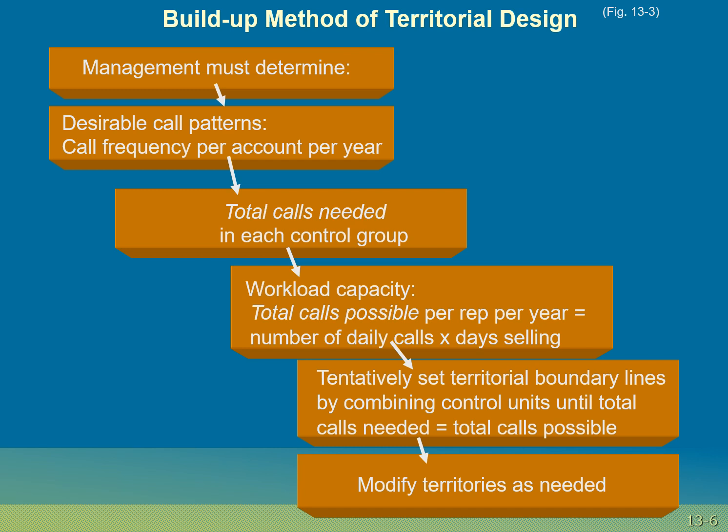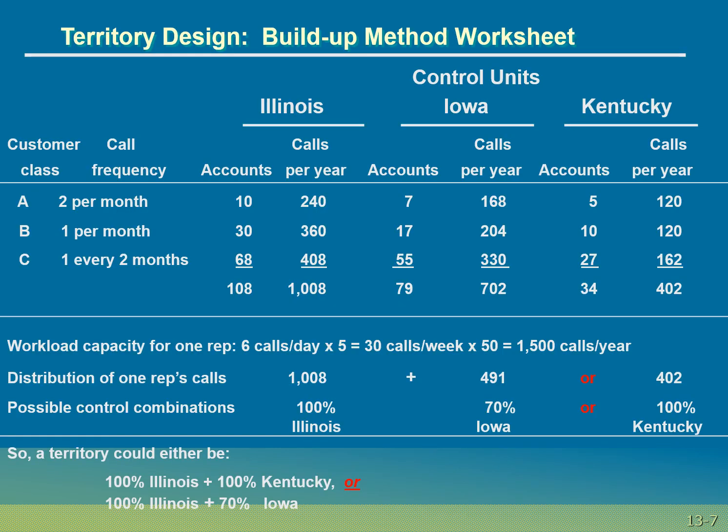Now this is the detailed example of this build-up method of territory design. Let's say this company's control units are states: Illinois, Iowa, Kentucky. The three states, all around the Midwest.